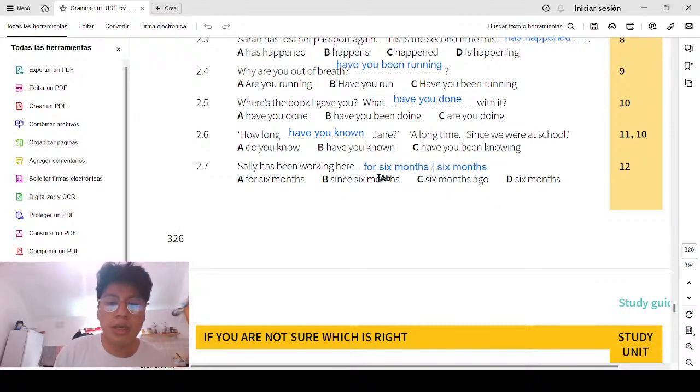Anyway, okay. In this case, we're talking about the period of time, in this case 6 months, right? We can use for, or maybe you can put 6 months directly. It's up to you, but both are correct. Most common is for 6 months. For is used when you're talking about a period of time, and since when you're talking about a specific time. For example, Sally has been working here since 2005. Check it out, that's a specific point. Remember, since is for a specific point in time, and for is for a period of time.